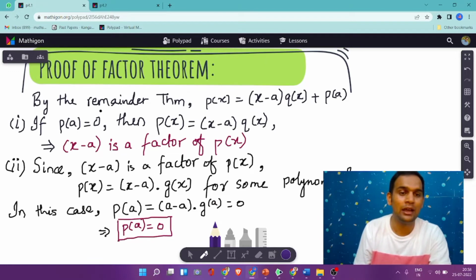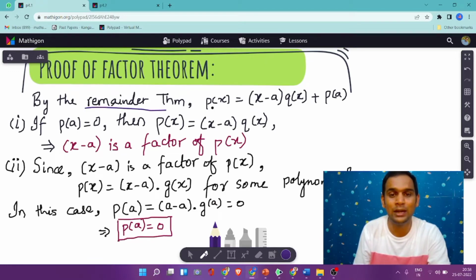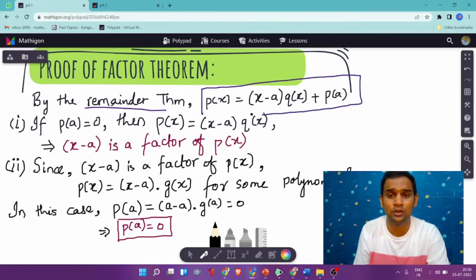So again, by the remainder theorem, we know that P of x equals x minus A times Q of x plus P of A. We have written it in the form of the division algorithm, and that is why it is very, very important. When I was explaining, I told you, right? The divisor is x minus A, times the quotient Q of x, and the remainder is P of A. So we have directly written P of A over here.